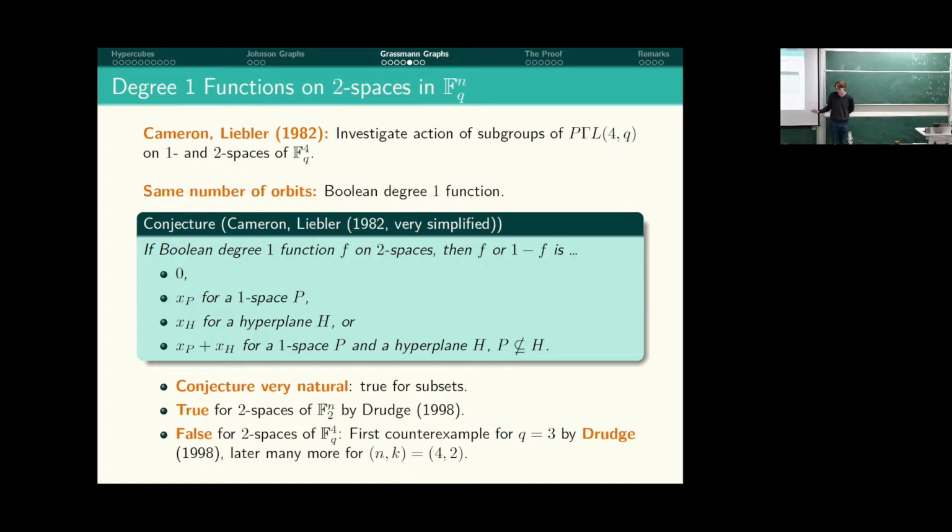And it's a good conjecture to make because it's true for sets, and it's true for the field with two elements, which is also not too hard to see. But sadly, there is a counterexample already for the field with three elements. And nowadays, we know many, many counterexamples. So people spend a lot of time on the setting where we have n equals 4 and k equals 2.